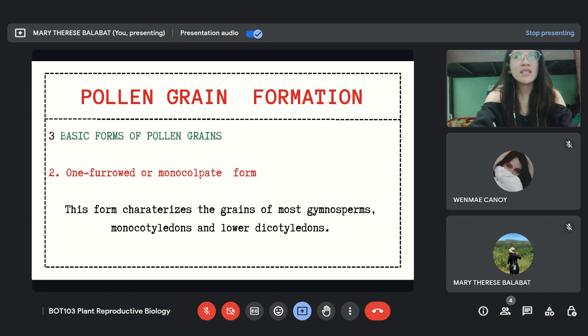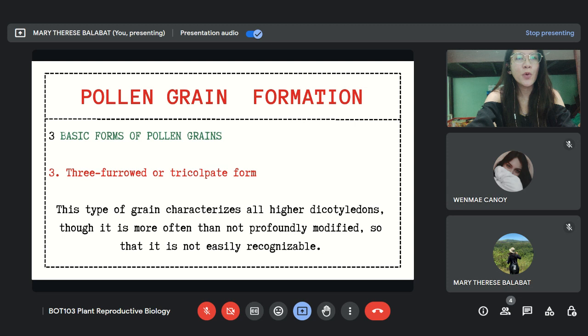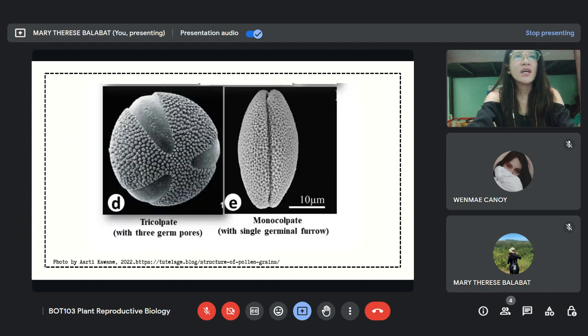The third one is the three-furrowed or tricolpate form. This type of grain characterizes all higher dicotyledons, though more often than not it is profoundly modified, so that it is not easily recognizable. This is the illustration of the three-furrowed or tricolpate form. In comparison with the monocolpate form, it has 3 germ pores.